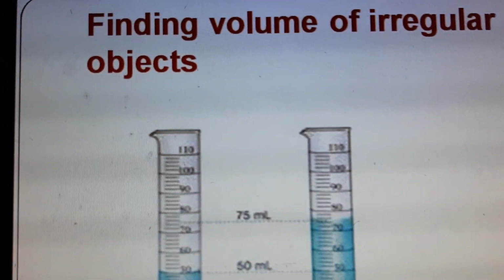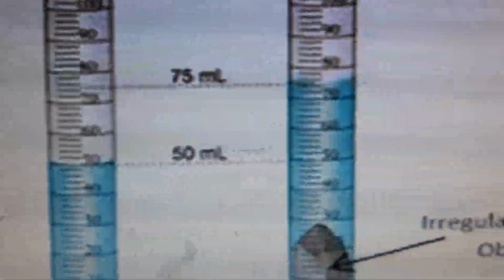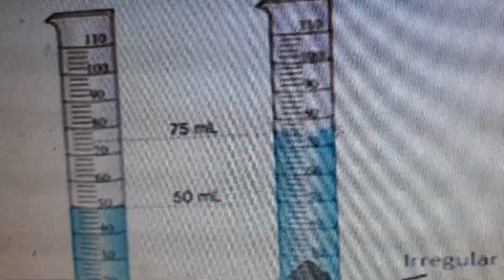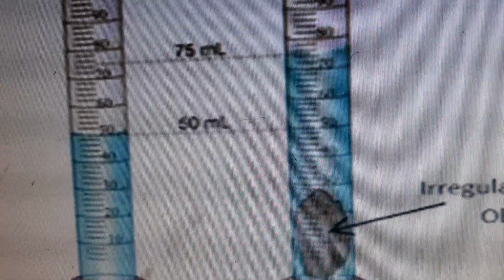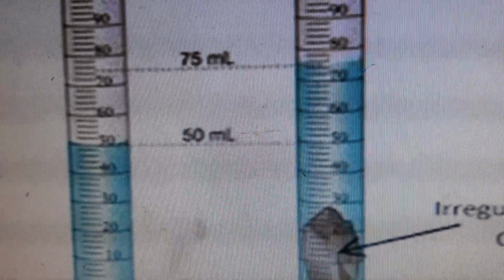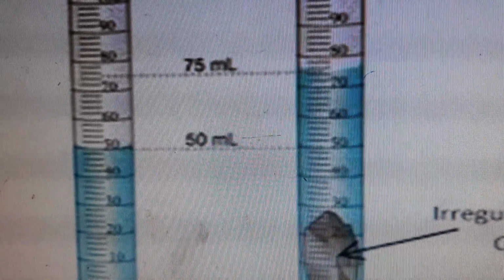Here we see this is a measuring cylinder. What is the volume of water in the measuring cylinder? You see 50 ml. Now we have an irregular object here. We want to find out the volume of this irregular object. So we dip this irregular object in the measuring cylinder. Now you see what is the volume of water. It is somewhere between 70 and 80, that is 75.